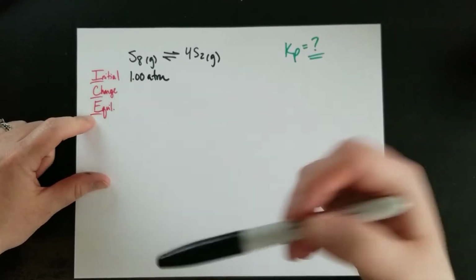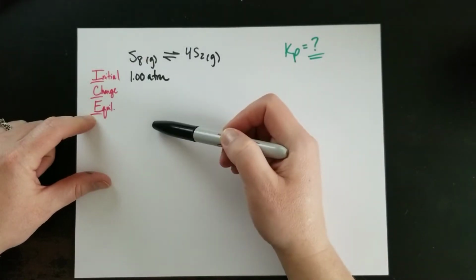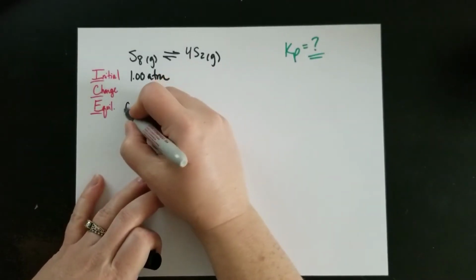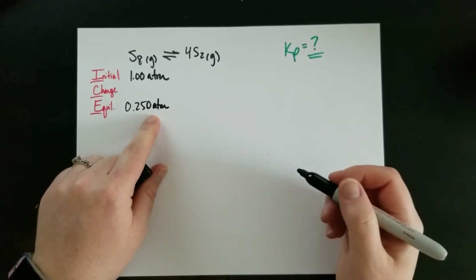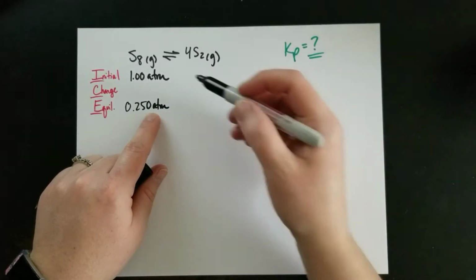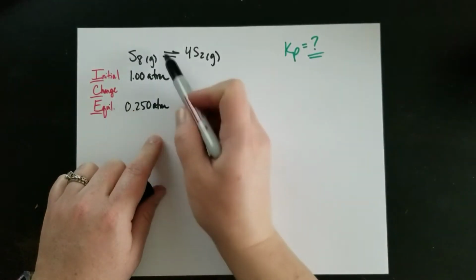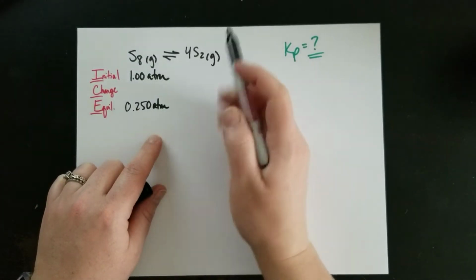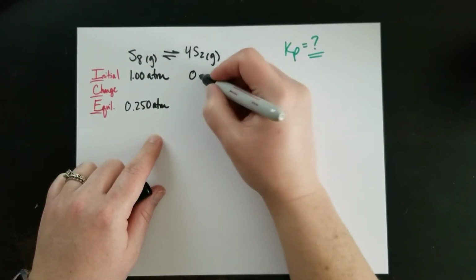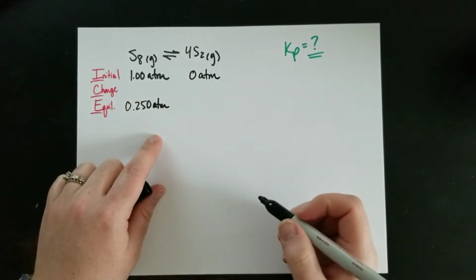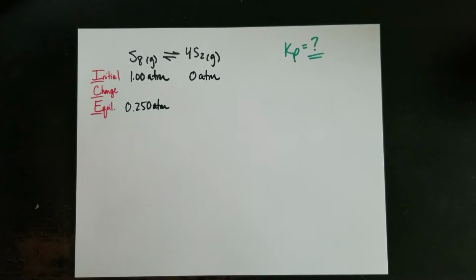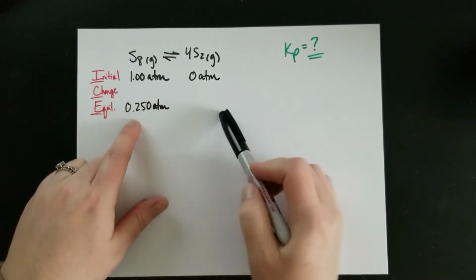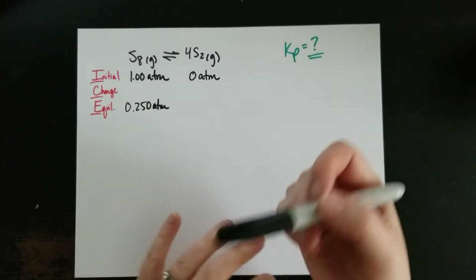Well, in this problem, I'm told that my equilibrium value for the S8 is going to be 0.25 atmospheres. So I can go ahead and fill that in already as well. And then going back to what I was saying, if you're starting with just this reactant, we can reasonably assume that you don't have any of your product at this point. Okay, so we filled out a couple things in this ice table so far. Let's talk about how we proceed to filling out the change row and finishing off this equilibrium row.